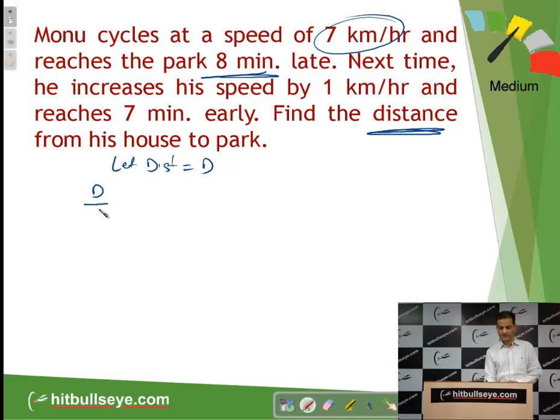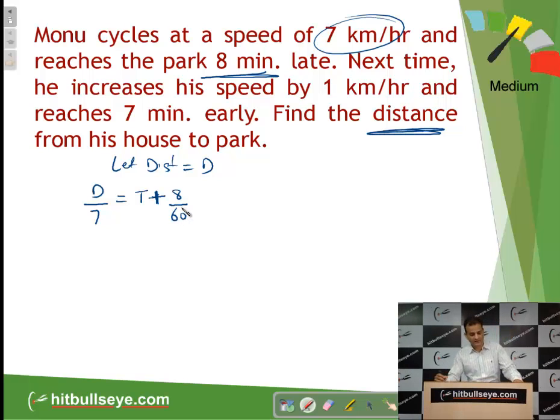Walking at d by 7, distance by speed is time. If initially he is taking t time, now he is late by 8 minutes. Now he is taking t plus 8. Here the distance is d kilometer, speed is 7 km/h and time is 8 minutes. Now convert this 8 minutes into hours. We will divide it by 60.